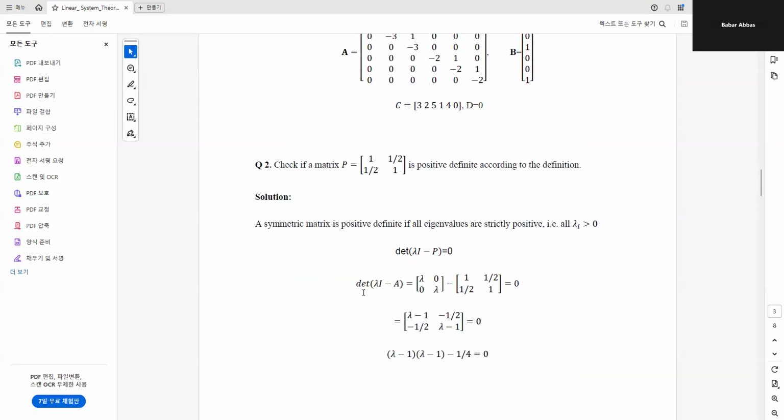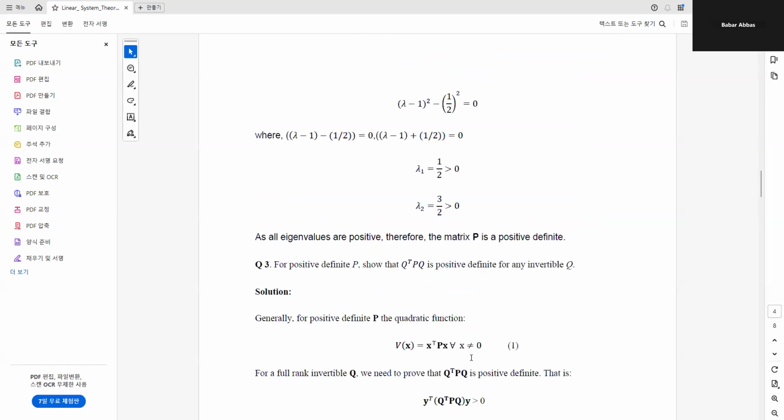We are calculating the lambda i. So this is the calculation: lambda minus 1, lambda minus 1, the same values appearing in the diagonal, and this is minus 1 over 4. So that is the simple a plus b into a minus b form in which lambda 1 comes out to be 1 over 2, which is greater than 0, a positive value, and lambda 2 comes out to be 3 divided by 2, which is also greater than 0. So as all eigenvalues are positive, therefore the matrix P is positive definite.